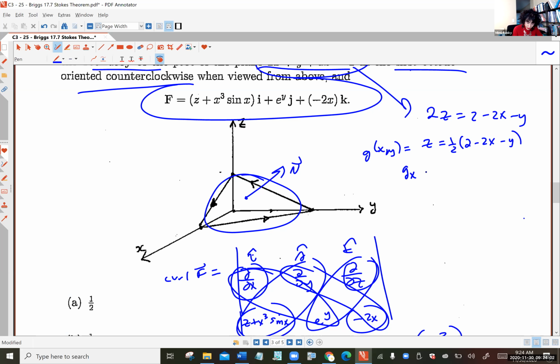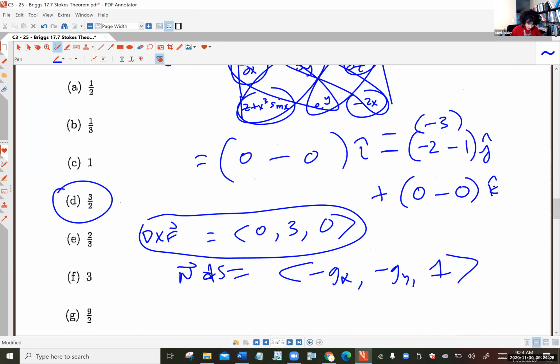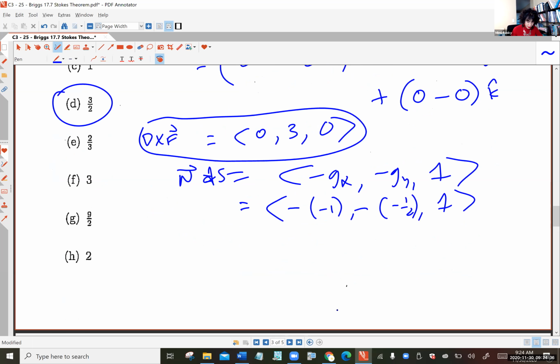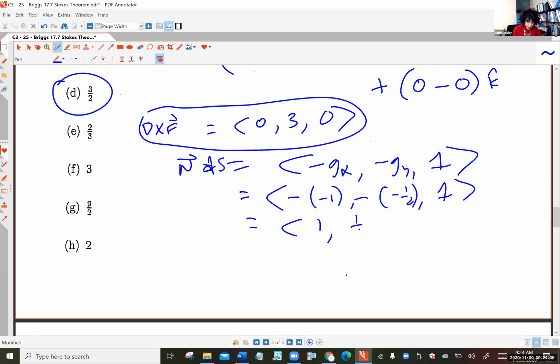And so if you go, okay, what's the first partial of that with respect to x? Well, the 1/2 is still there. And then when you multiply by the partial of negative 2x with respect to x, that's going to be negative 1. And then little gy is 1/2 times negative 1, which is negative 1/2. So if you come down here and you're going to go negative gx, okay, negative negative 1, and then negative negative 1/2. See all these negatives floating around? It can be quite confusing. So you're going to use 1, 1/2, and 1, and that's the vector that's pointing upward and outward.